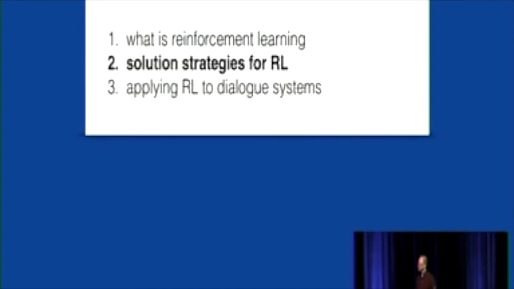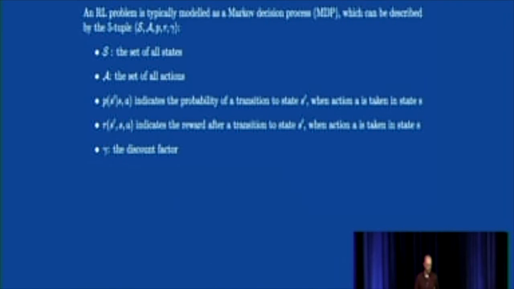So that was a very high-level overview of what reinforcement learning is. In the next part, I want to go a little bit more technical and look at some solution strategies. So how can you find a good policy from scratch, basically? How can you go about that? I'm going to start with a couple of definitions.